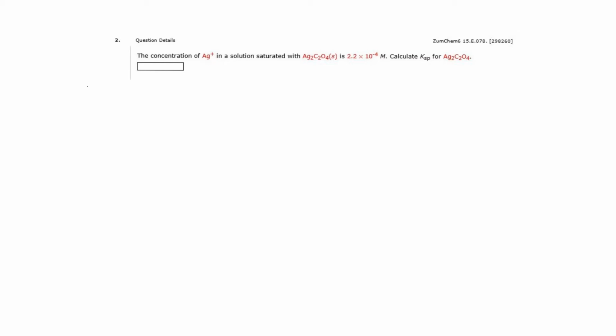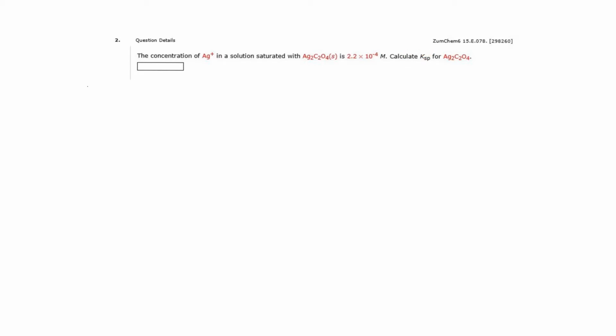Here's a solubility problem where they give us the concentration of a particular ion, which is not necessarily x on its own, nor do they give us the value of Ksp on its own. But they do want us to use the information they gave us to find Ksp. So our goal is to calculate Ksp.